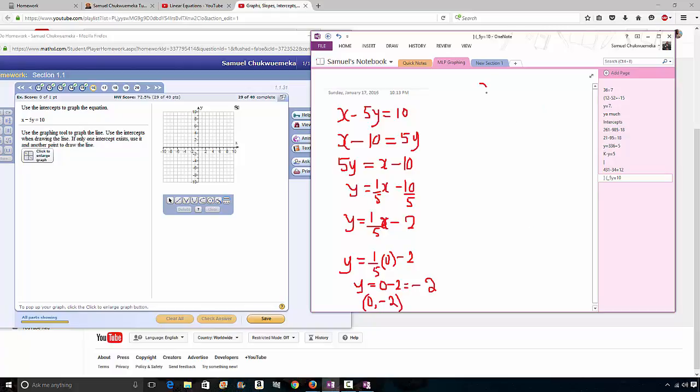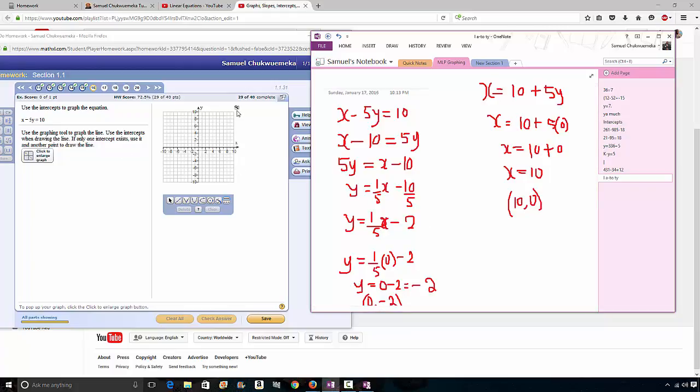Then for x, x will be 10 plus 5y. Okay, so x will be 10 plus, when y is 0, 5 times 0. So x will be 10 plus 0. So x is 10. Okay, so the points will be 10 and 0. See that?